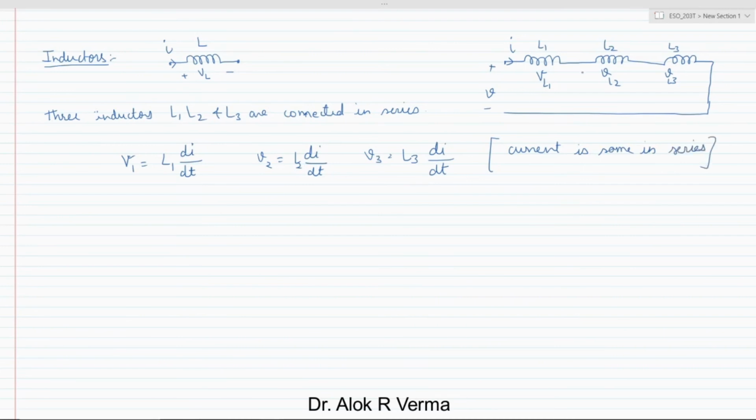So these elements which are connected, L1, L2, L3, will see the same current flowing in this direction. So the voltage will drop this way. In this particular case, now apply KVL. If you apply the KVL, the voltage source Vs minus VL1 minus VL2 minus VL3, total voltage, is nothing but zero. So this is the equation after applying KVL.